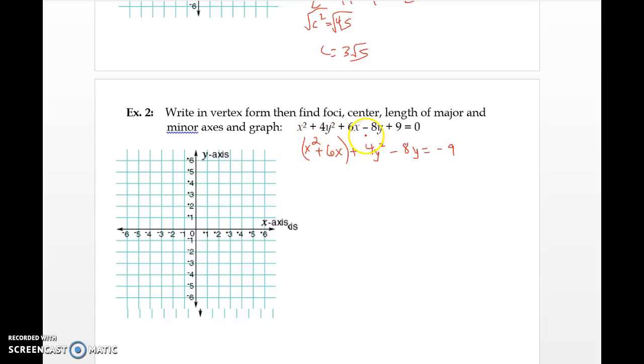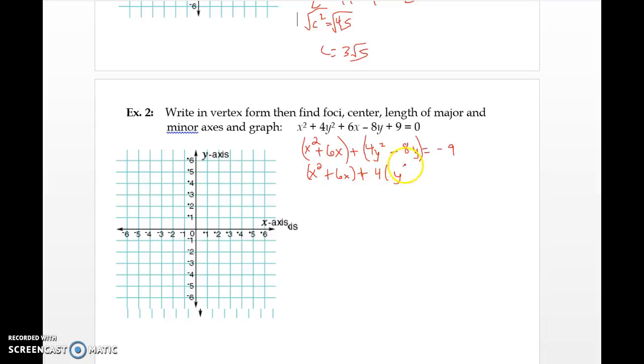So I'm going to group together my x's and my y's. And just like with parabolas, we're going to have to complete the square. In order to complete the square, you cannot have an a term. So we got to factor out this 4 from the y. And we have x squared plus 6x. I'm going to take out a 4 from my y parenthesis.